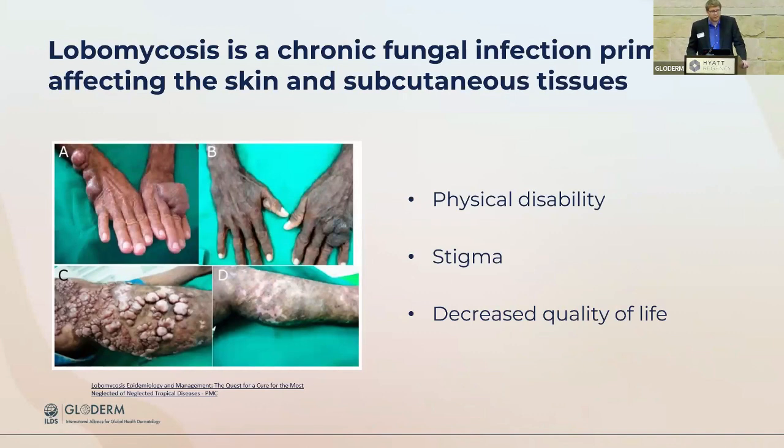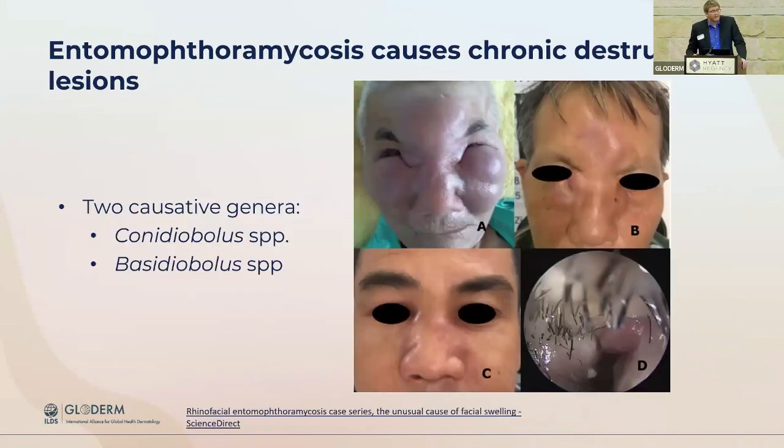It causes physical disability. You can imagine from these pictures, it causes a high amount of stigma in communities and among patients. And of course, all of this leads to significantly decreased quality of life. The other one that I want to mention is one I can't even pronounce very likely, and I'm a fun guy. But the entomophthoromycosis, which causes these chronic destructive lesions, and this is really globally distributed.